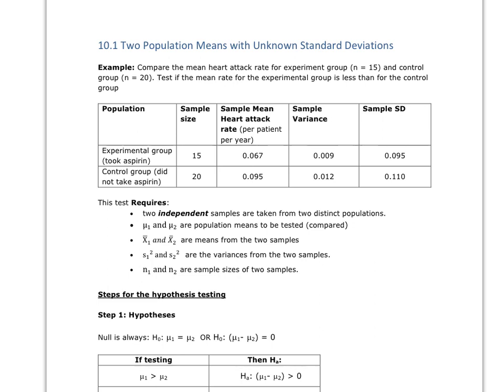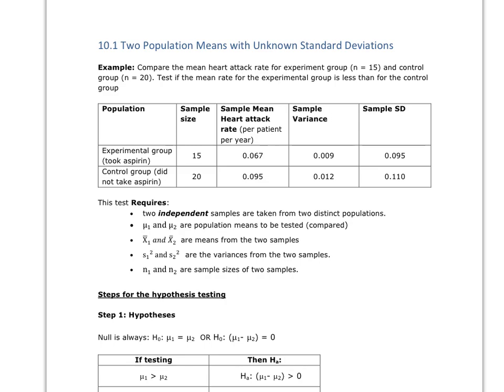To do this kind of test, it requires that we have two samples. They're independent, taken from two distinct populations, meaning you can't have one member that could potentially be in both groups. They have to be completely distinct. Then we have two population means that we're testing, one from each of the populations, mu1, mu2, and x bars from each of the samples, x bar 1, x bar 2. The sample variances are S1 squared, S2 squared, and we have two sample sizes, N1 and N2.